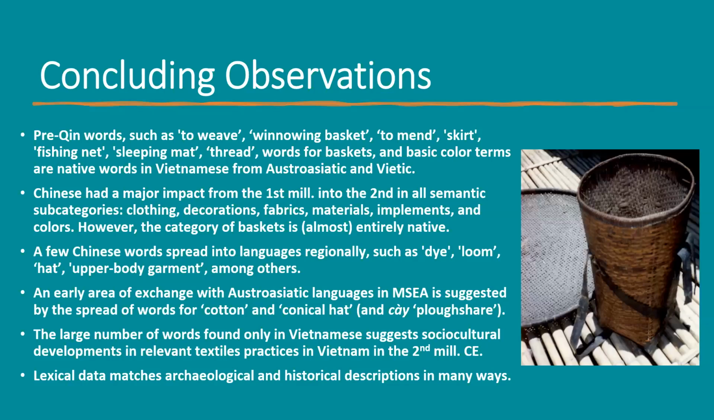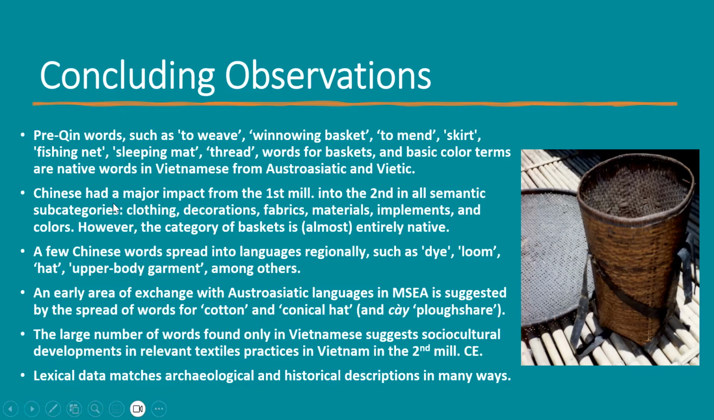Okay, so some concluding observations here. The pre-Qin words, such as to weave, winnowing basket, to mend, skirt, fishing net, sleeping mat, thread, words for baskets, many words, and basic color terms are native words in Vietnamese from Austroasiatic and Vietic. That's pretty good. Vietnamese is not a Chinese dialect. It has not been totally relexified. It has been lexically embellished, but it has a good solid core of terms.